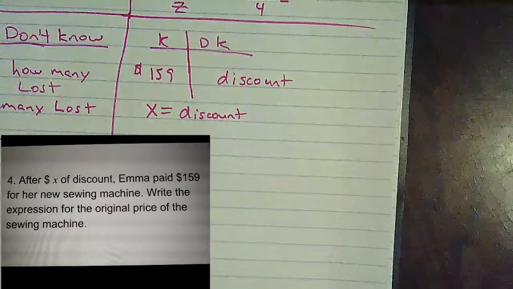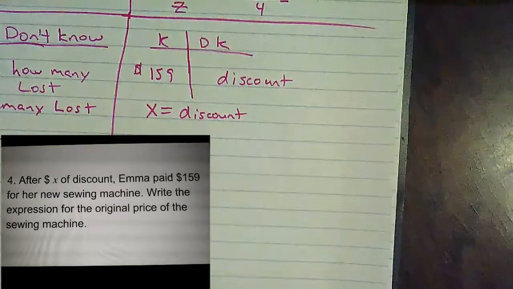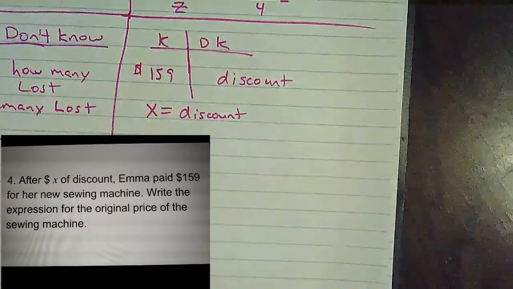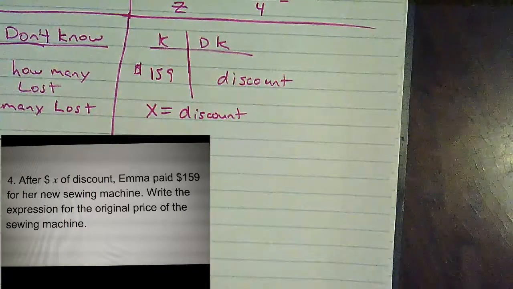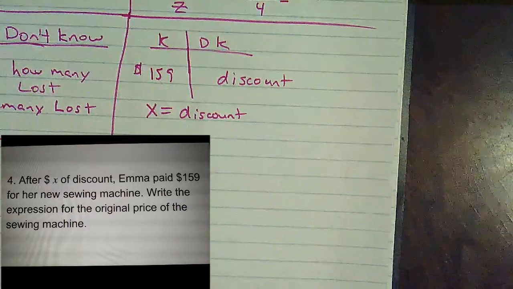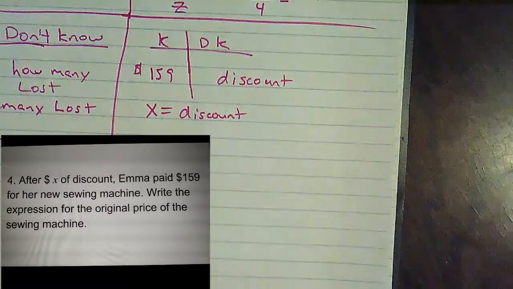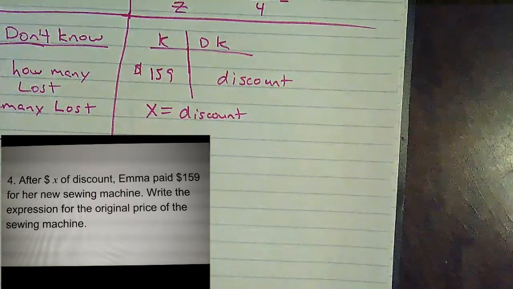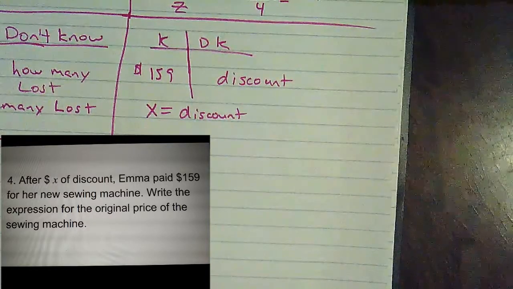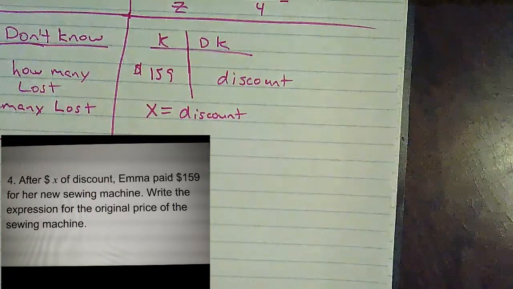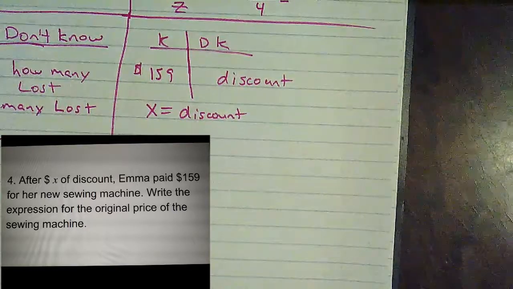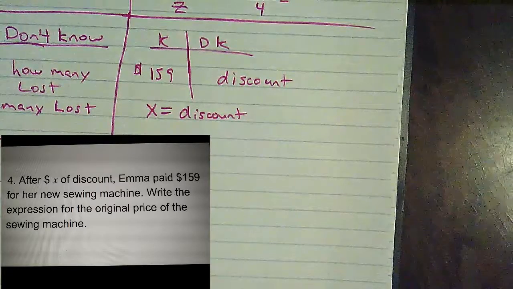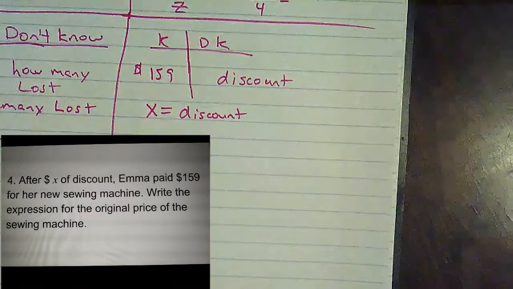So when something is discounted, that's a subtraction. Is that correct? Alright, so normally what you would think is you would subtract X from $159. But if you did that, you need to look at the problem a little bit harder. After the discount, she paid $159. So we want to know the original price. So what is the opposite of subtraction?